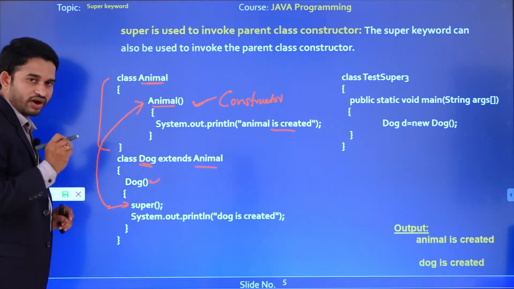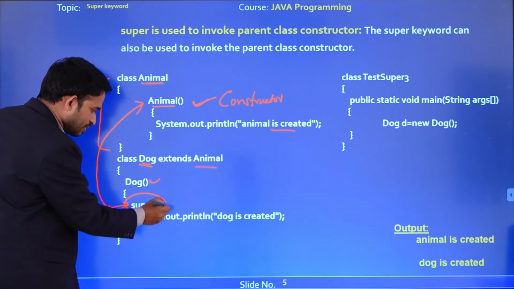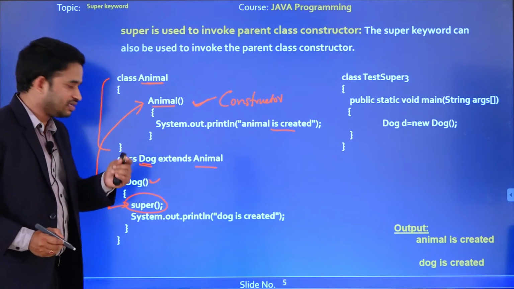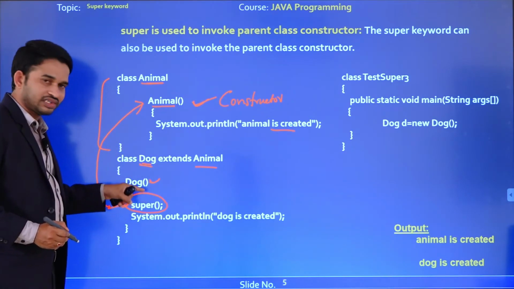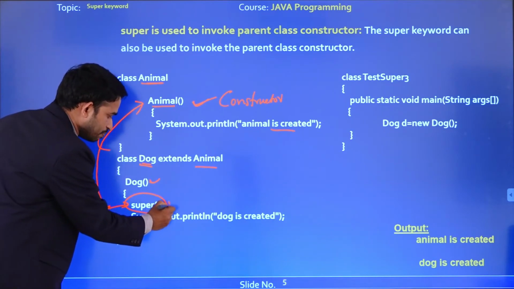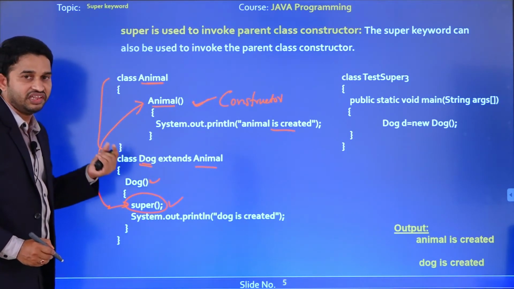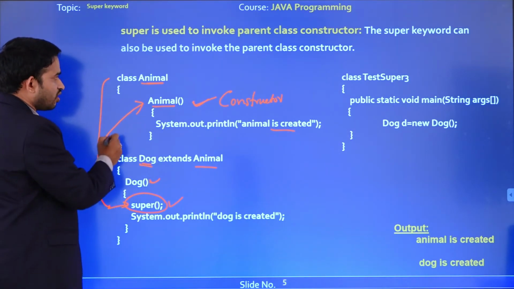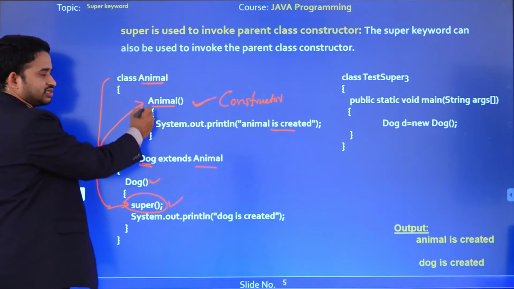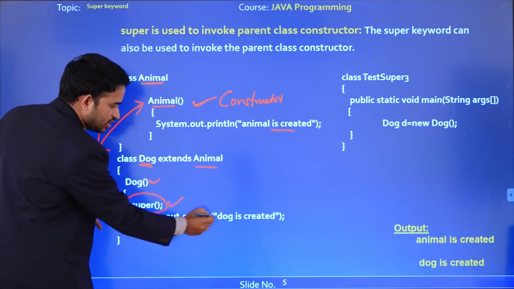One more important point here is that the super statement, or super method, should be the first statement inside the particular constructor. The super statement should be the first statement inside the constructor. This is very, very important. By using this super keyword, we can invoke the immediate parent class constructor. Animal is the constructor. Next, System.out.println dog is created.